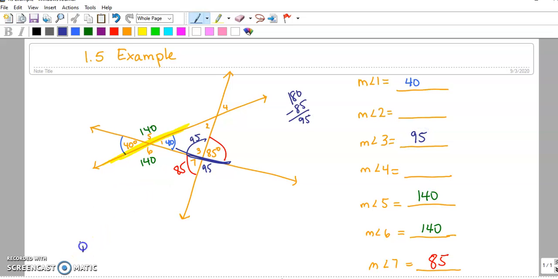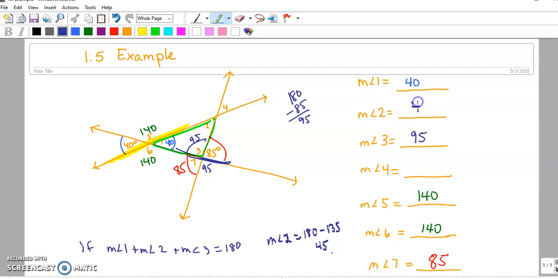Now, if angle 1 plus angle 2 plus angle 3 equals 180, so basically a triangle adds up to 180 degrees. So we've got a 90 and a 45 there, that's 135. Angle 2 is just going to be 180 minus the 135 used up, which is 45. So the measure of angle 2 is 45. Well, if angle 2 is 45, its vertical angle is also 45. Okay? Very quick, sorry to rush through that.